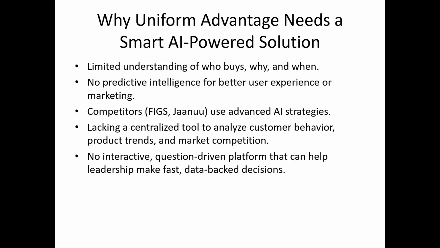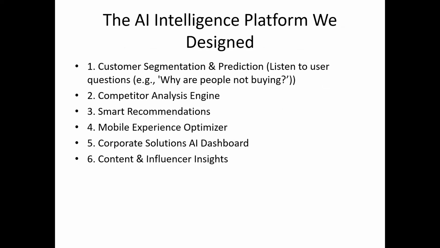So the AI intelligent platform we designed, so this is the customer segmentation and prediction. We want to segregate the customers based on age groups, because some age group customers are still with us, since UA plans has been there for the past 40 years, and I think old customers might stay with us, but the new customers, the Gen Z customers, might be going for other platforms like Cherokee, Fix. So we want to understand why people are not buying from us.